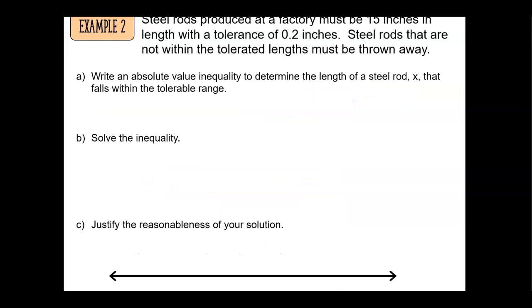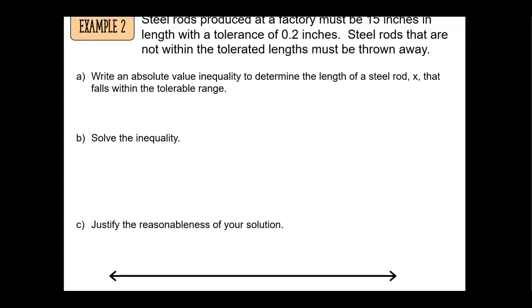You ready? Everyone, read. It says steel rods produced at a factory must be 15 inches in length with a tolerance of 0.2 inches. So what's the ideal? Is it 15 or 0.2? What's the goal? That's the tolerance. That means it can. But the goal is what? 15 inches. Notice how it says the word must be. So we need it to be 15, but if you are a little bit off by 0.2, that's okay. It says steel rods that are not within the tolerated lengths must be thrown away.